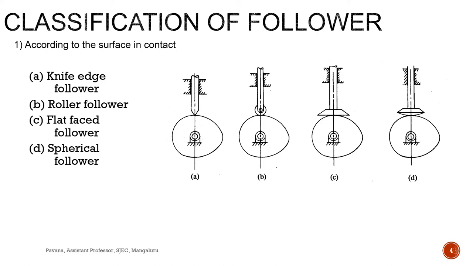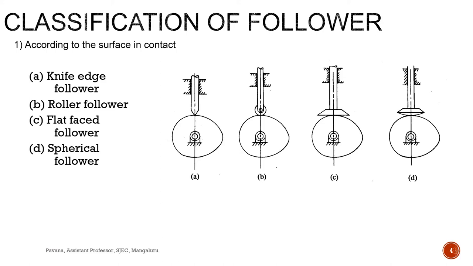First one, the knife edge follower, the first diagram A. When the contacting end of the follower has a sharp knife edge, we call that a knife edge follower. This CAM follower mechanism is rarely used because of excessive wear at the tip, because it is a sharp contact, wear due to small area of contact. In this follower, a considerable thrust exists between the follower and the guide.